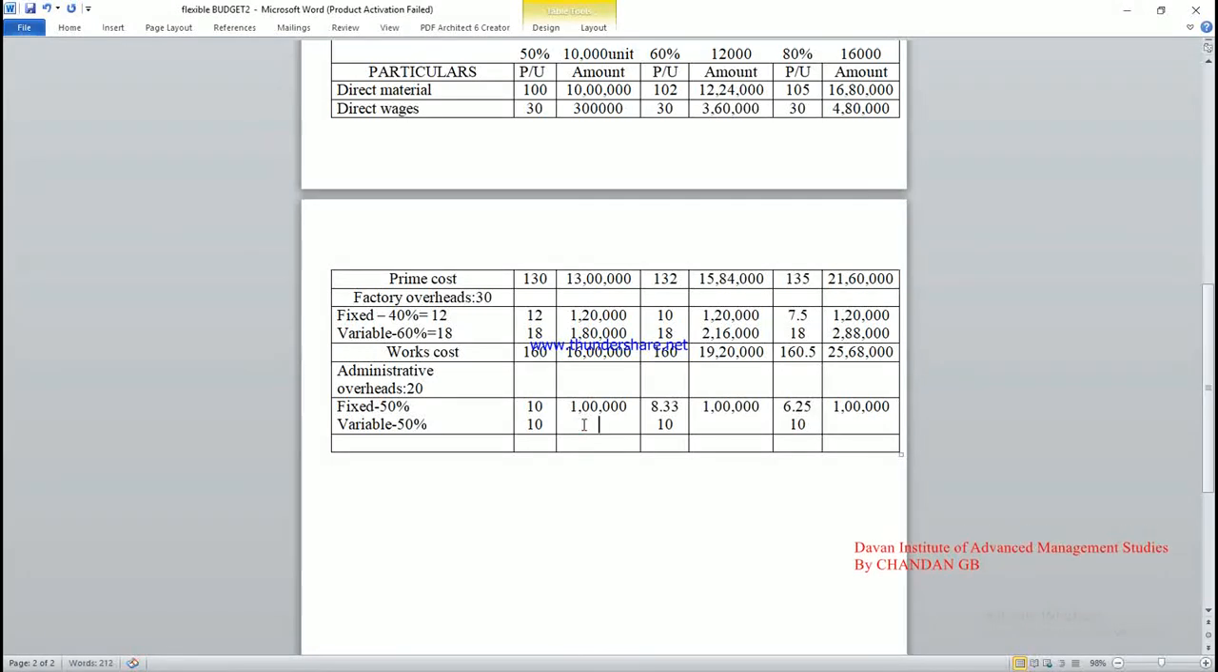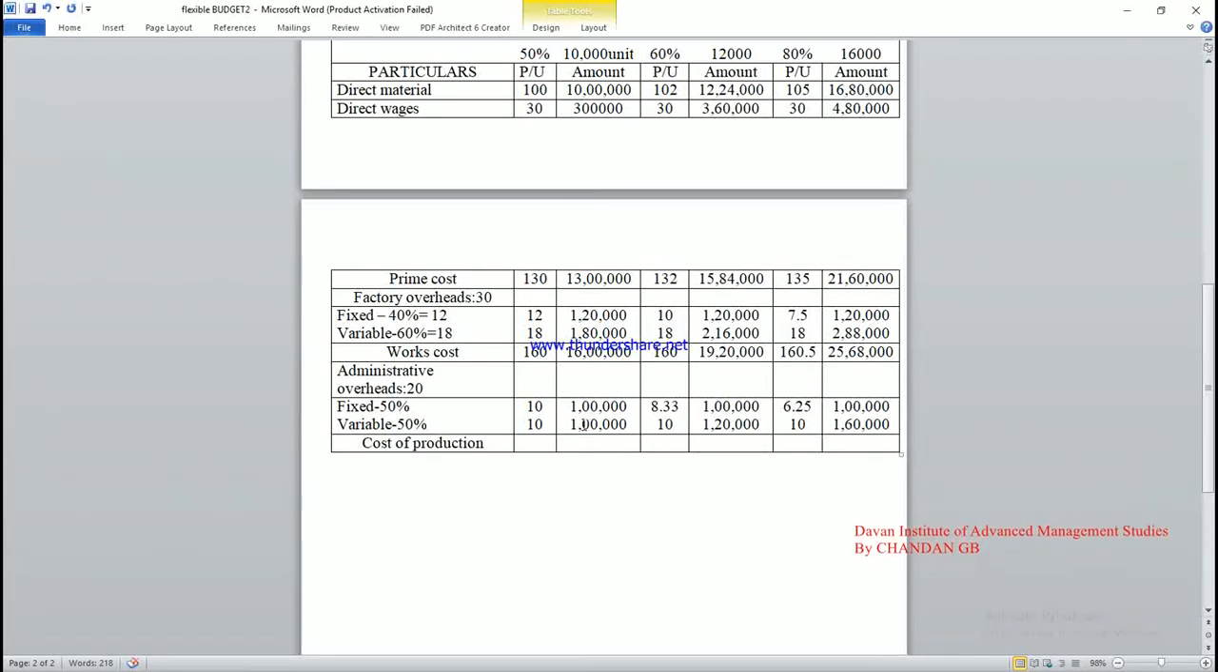To find out the amount in variable charges, 10 rupees into 10,000, we get the amount 1 lakh. Same here, 10 rupees into 12,000, 1 lakh 20,000. Same here again, 10 rupees into 16,000 units, amount is 1 lakh 60,000 rupees. Clear? Now add all the things, you'll get cost of production.